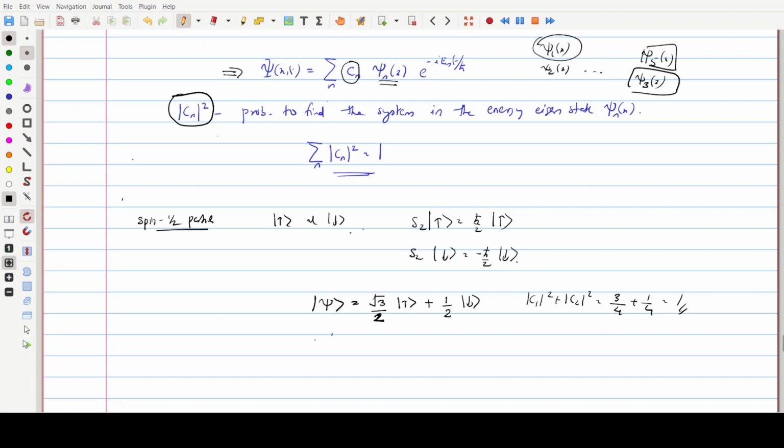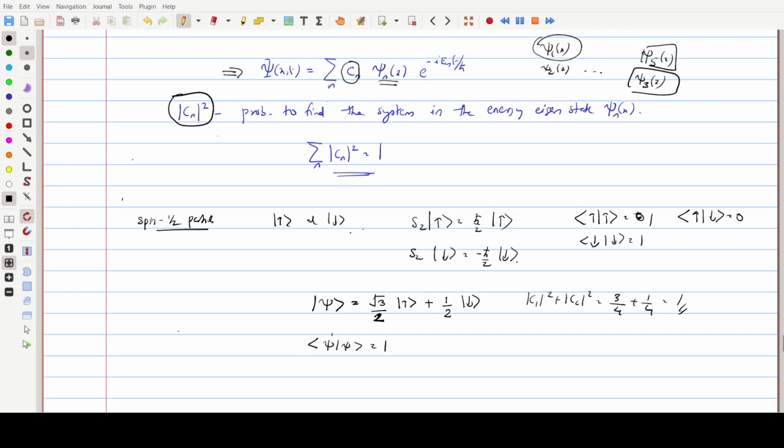So that means this state psi is normalized, because the inner product between the spin ups is 1, and the inner product between spin downs is 1. The inner product between spin up and spin down is 0. Okay, so using that, it is very easy to show that this psi has unity norm. So psi is root 3 by 2 spin up plus 1 by 2 spin down.